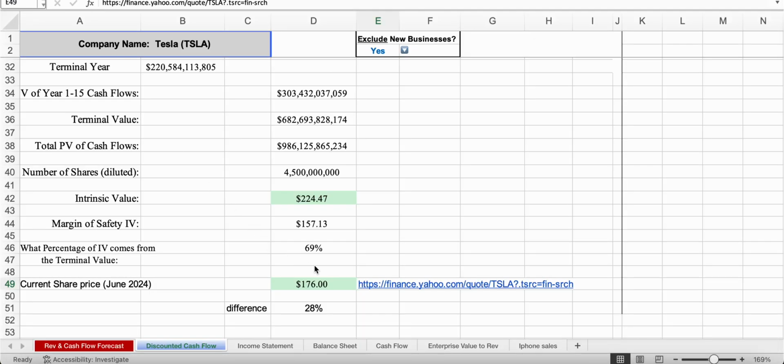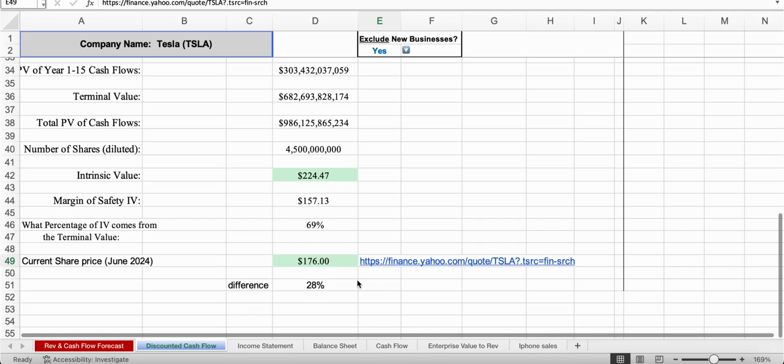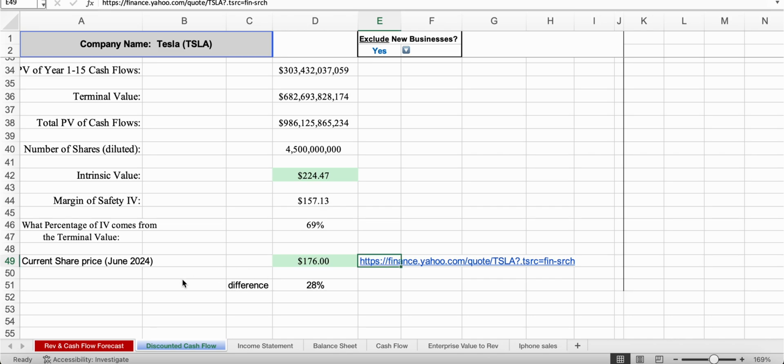What did I have here? Wow, what a coincidence. I wrote this days ago. It's still the same price. So basically, I have the shares worth 28% more than they're trading today. Is that enough to say that the shares are undervalued? No, it's not enough, in my view.